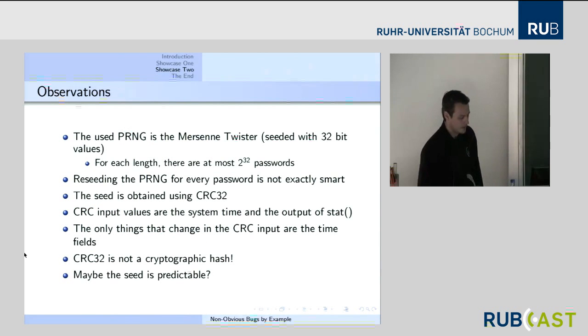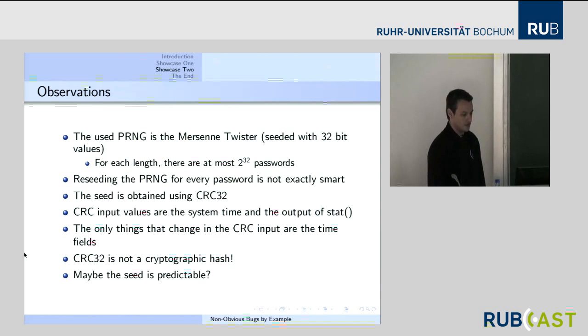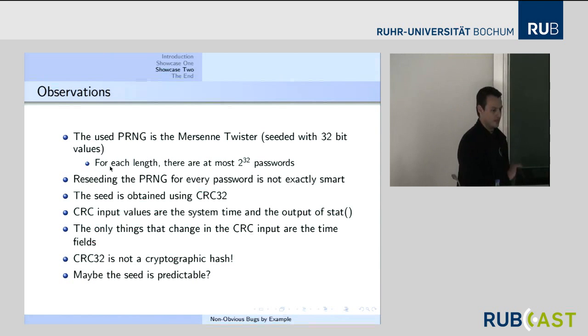In PHP, the mt_ functions give you random numbers from the Mersenne Twister, which is one particular random number generator implementation. And this one is only seeded with 32-bit values. That basically immediately means that for any password length that you fix, you only have at most 2 to the power of 32 different passwords.